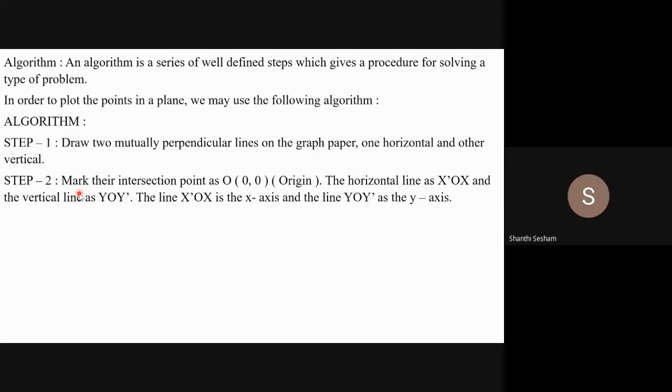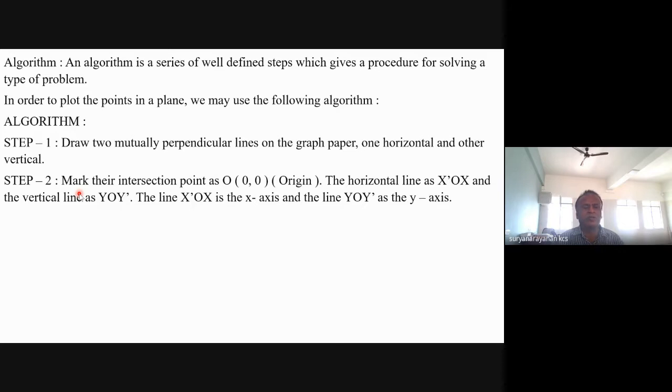Yes, sir. Okay. So first we have to draw two mutually perpendicular lines. After that we have to mark their point of intersection as origin, and we have to name the horizontal line as X'OX and the vertical line as YOY'. The line X'OX is called the x-axis and the line YOY' is called the y-axis.